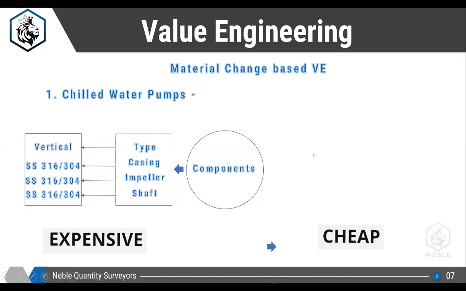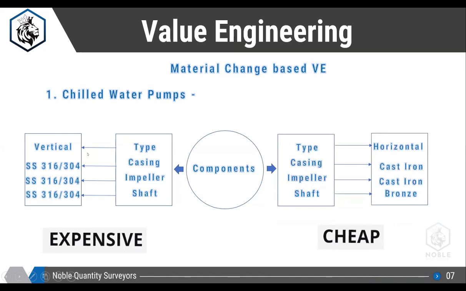If I want to propose the cheaper option, what I can do is, in place of vertical, I'll propose horizontal. In place of stainless steel casing, I can propose a cast iron casing. In place of stainless steel impeller, I can propose a cast iron impeller. In place of stainless steel shaft, I can propose a bronze shaft. So cast iron, bronze, instead of stainless steel, stainless steel, stainless steel. If this can be replaced, I'm keeping the same functionality. The chilled water functionality is the same. You will get the same product, the same output, but with the cheaper option.